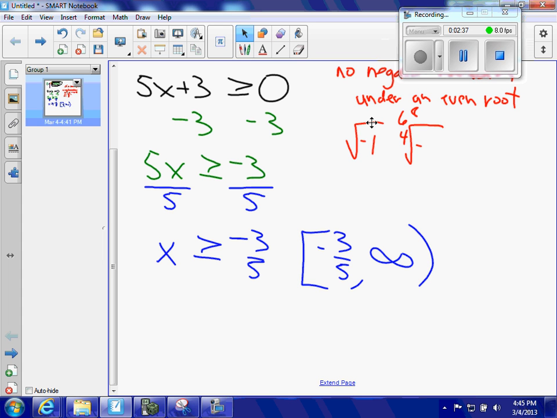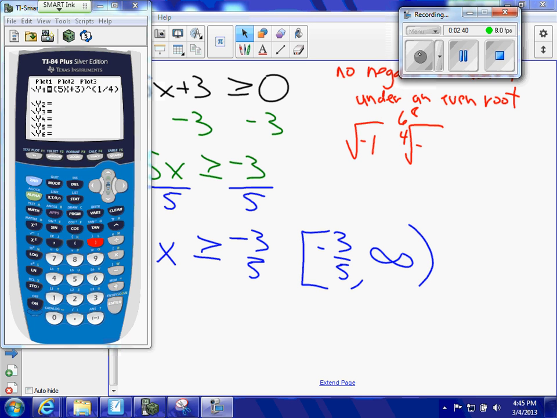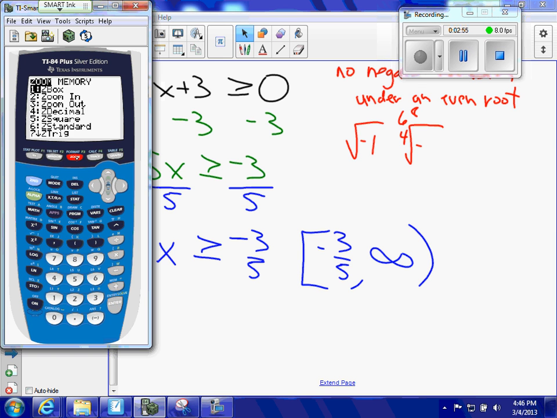And let's just take a look at the graph and see if that actually works. So I've called up my calculator and I've entered in the equation. I want the 4th root of 5x plus 3, and I wrote it as 5x plus 3 to the 1/4 power. So let's look at the graph. So zoom 6. We can see that the graph has started a little bit to the left of the y-axis.